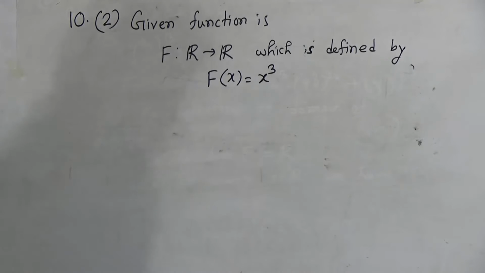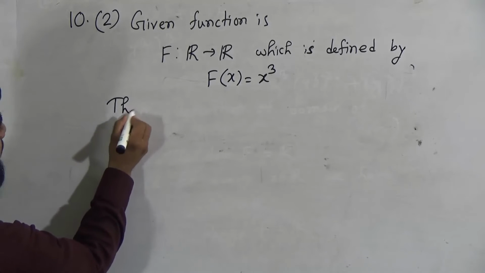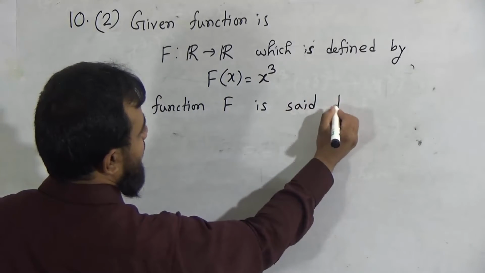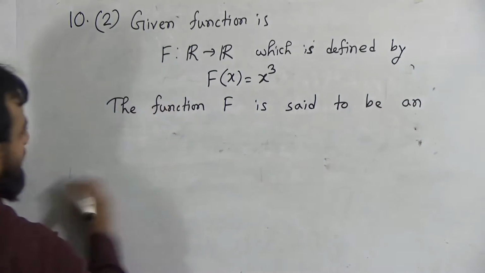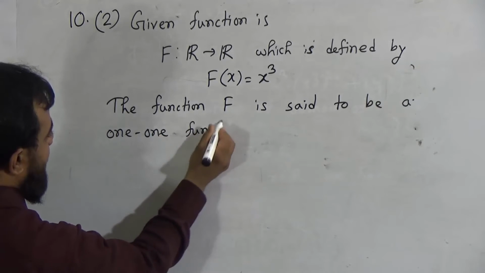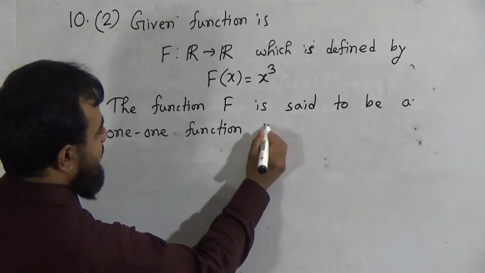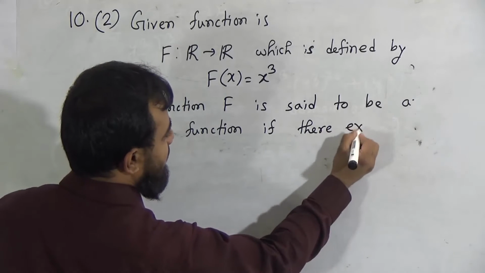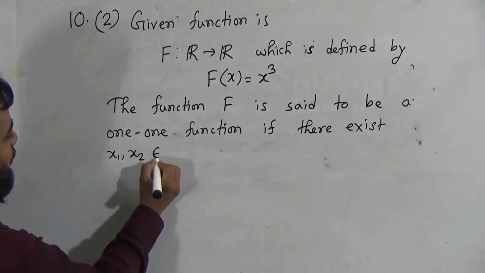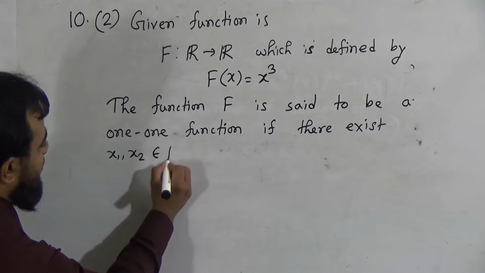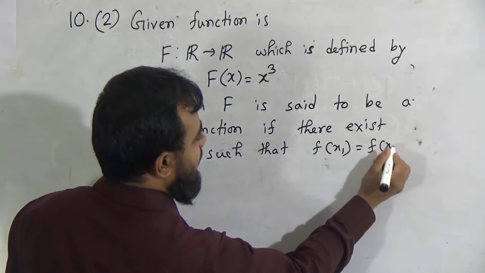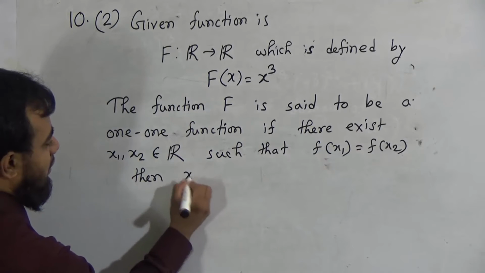Okay, this is given. Now my dear students, the function f is said to be a 1-1 function if there exist x1 and x2 belong to the real number R, such that f of x1 equal to f of x2, then x1 is equal to x2.